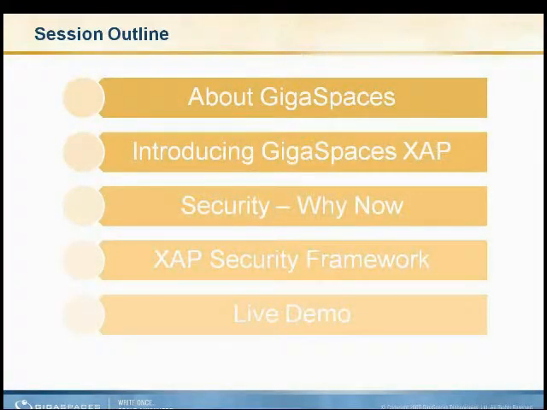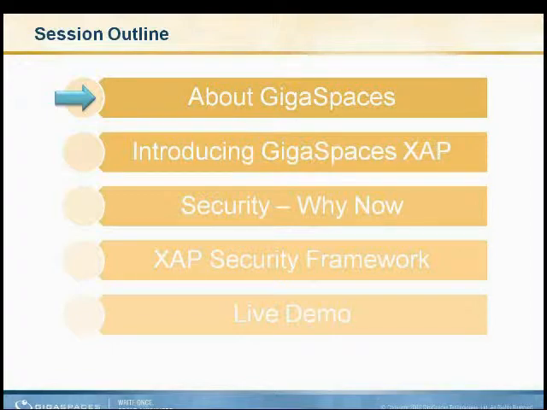So our agenda for this session is, first of all, a few brief words about GigaSpaces. Then we'll introduce GigaSpaces XAP, our flagship product, and talk a little bit about what it does and how a typical application would look once deployed on GigaSpaces XAP. Then we'll talk about the drivers or the motivation behind our new security implementation and why we decided it is important to come up with this offering now of all times. We'll then dive into the details of what this framework provides and how to use it. And finally, we'll see a live demo on EC2 on the cloud, and we'll show how to secure a standard web-based application without changing a single line of code or configuration. So without further ado, let's start.